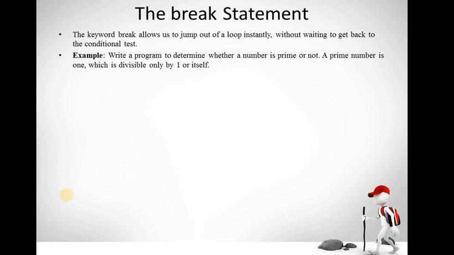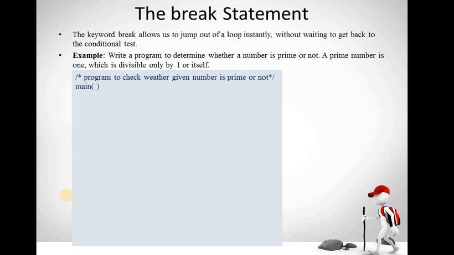Write a program to determine whether a number is prime or not. Now first question is, what is a prime number? A prime number is a number which is divisible only by 1 or itself. For example, if I say number 5, is 5 divisible by 1? Yes. Is 5 divisible by 5 itself? Yes. Is it divisible by 10? No. So 5 is a prime number. Now let's see the program of it.